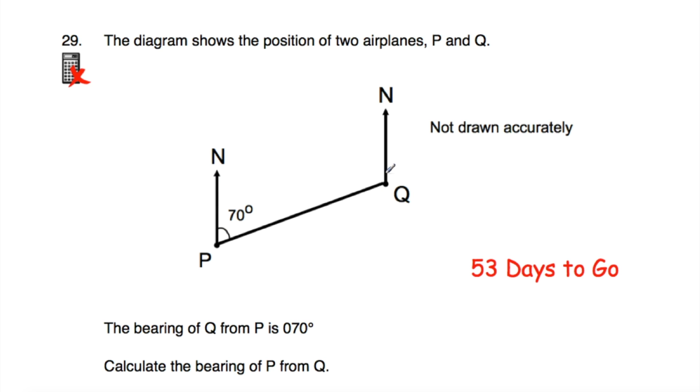So we've got our north line. We want to find the bearing of P from Q, so we want to find the angle measured clockwise from north. So we want to find the size of this angle. Consider your parallel lines, think, can you find this angle in any way? And then once you find that angle, can you find the bearing?